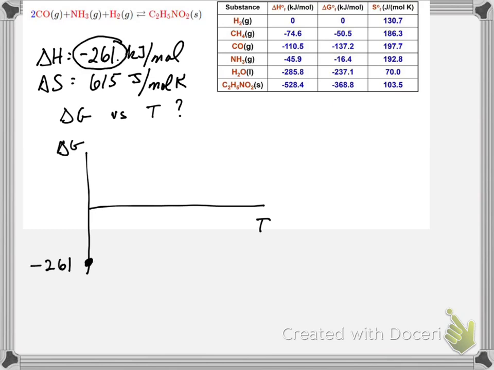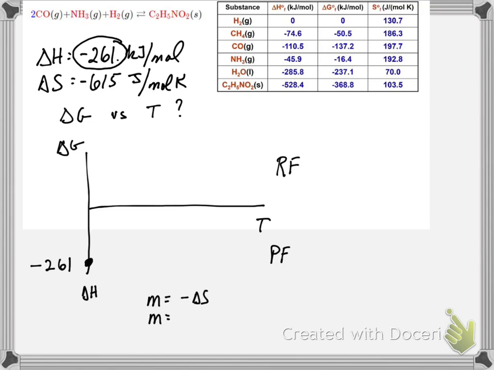The first thing we do is put delta H along the y-axis. So delta G equals delta H on this axis. And so we get minus 261. We go where delta G is negative, and we put minus 261. Let's keep in mind that any delta G value that's negative, if you're below the line, the x-axis, it's product favored. If you're above it, reactant favored.